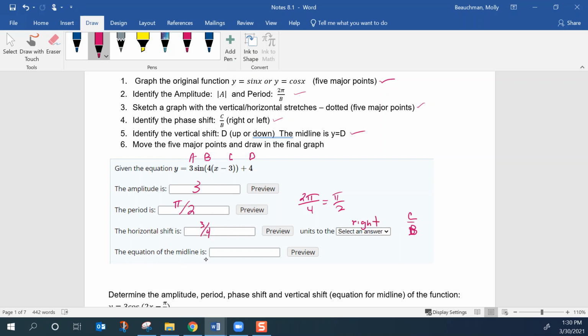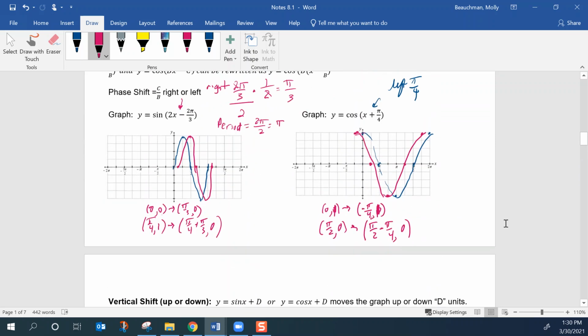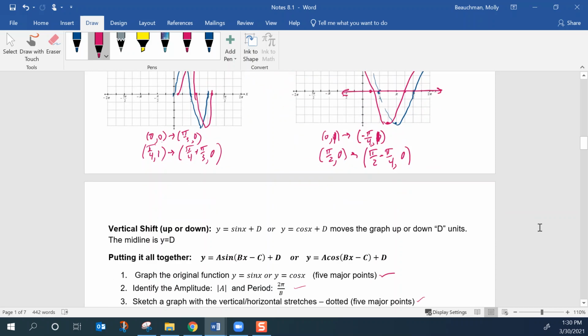And then the equation of the midline is wherever d ends up being. So we're going to move up 4. So the equation for the midline is y is equal to 4. So the midline, take a look at a graph up here, the midline would be the horizontal line that goes through the center of your graph. We didn't shift any of these up or down, so the midline was y equals 0, or the x-axis.